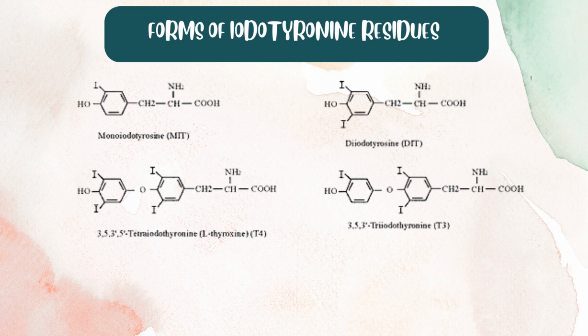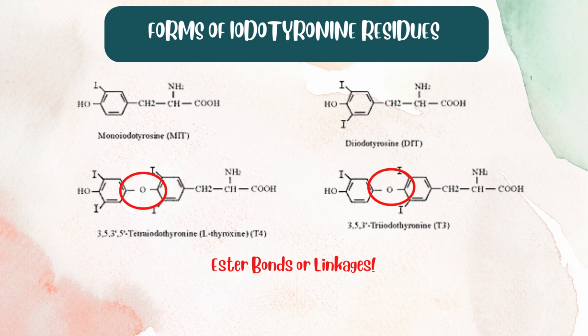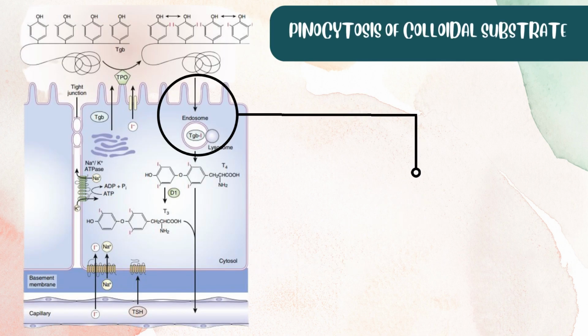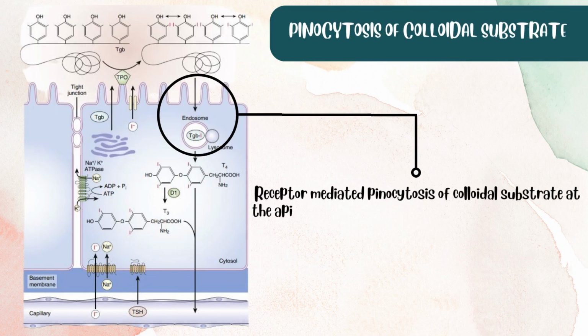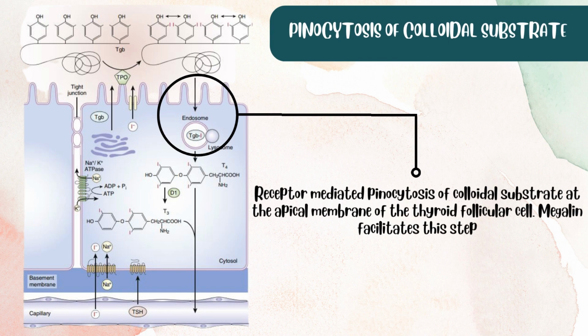Triiodothyronine, T3, and tetraiodothyronine, T4, are then formed in a final coupling reaction, which involves the formation of ester linkages between donor and acceptor iodothyronine, MIT or DIT, residues. The thyroid peroxidase enzyme also facilitates this step. The thyroid follicular cell ingests colloid through a process of receptor-mediated pinocytosis facilitated by megalin.